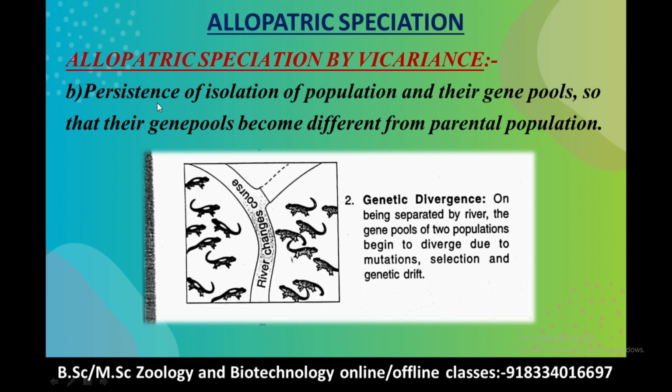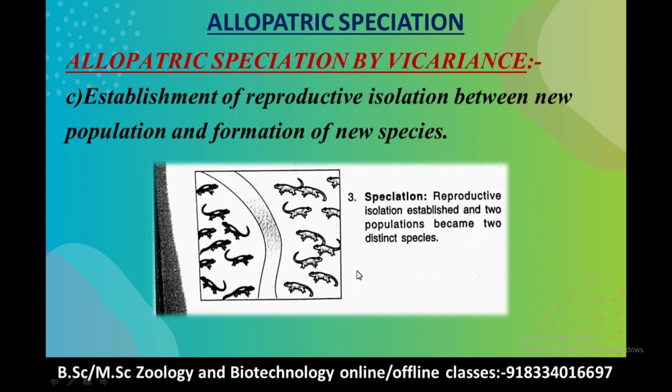The second stage is persistence of isolation of the populations and their gene pools, so that their gene pools become different from the parental population. On being separated by the river, the gene pools of the two populations begin to diverge due to mutation, selection and genetic drift. And the third stage is establishment of reproductive isolation between the new populations and formation of a new species.